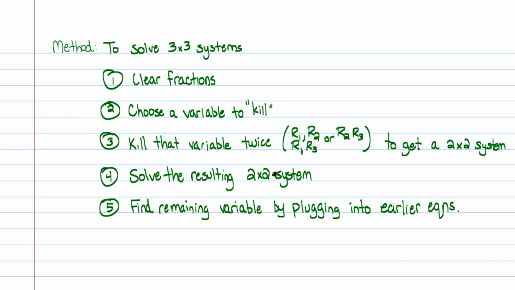So solve that resulting 2x2 system, and then once you get that solution for that 2x2 system, which means you have x and z, the values for that, or whatever variables you're using, then you can find the last remaining variable by plugging those values into any of the earlier equations.